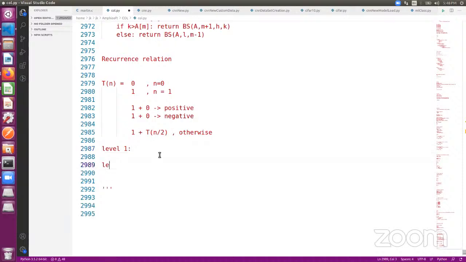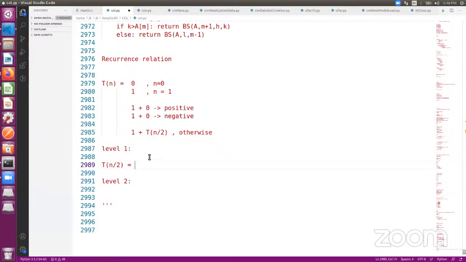So the second level: what will happen to this T of n by 2 in the next level? See, initially I had 8 elements. The next step, I had only 4 elements. In the next step, that 4 elements will get converted to 2 elements, right? It keeps on getting divided. So what is T of n by 2? T of n by 4 then.